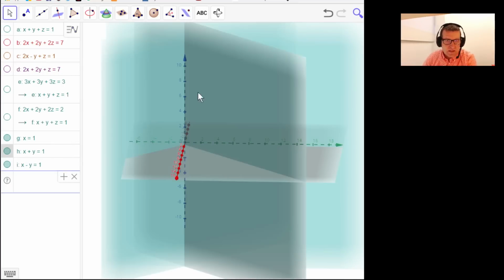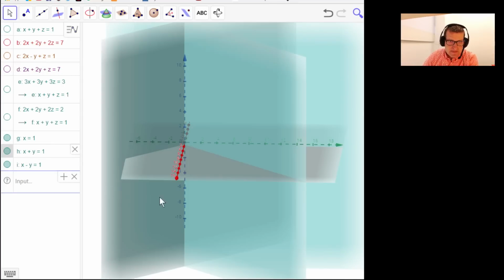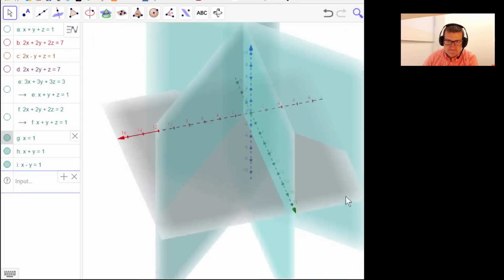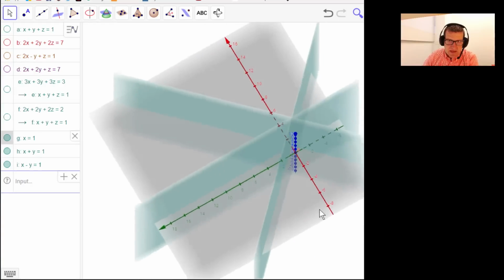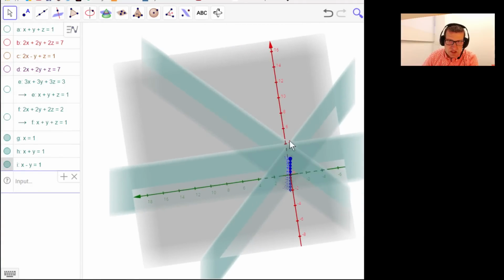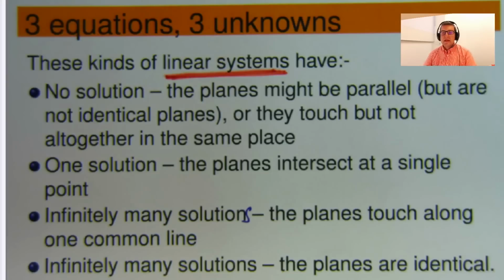Okay, so what does that look like? Okay, so you can see there's one line of intersection there. It's just here. Okay, this vertical line. Okay, so that would be the situation where there's infinitely many solutions. The solutions lie upon a line. Okay, so hopefully that's given you some insight into the situation.